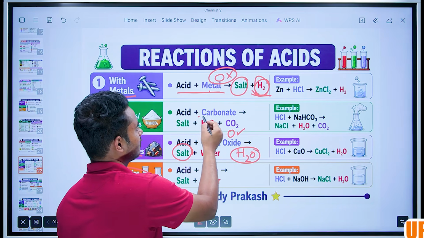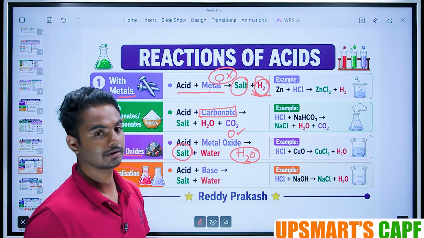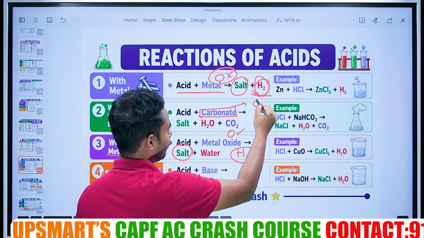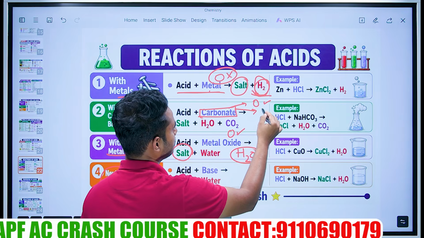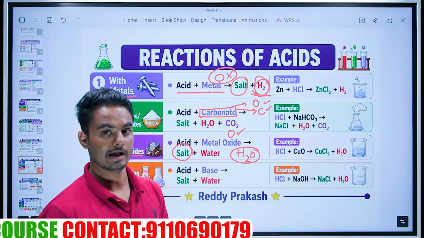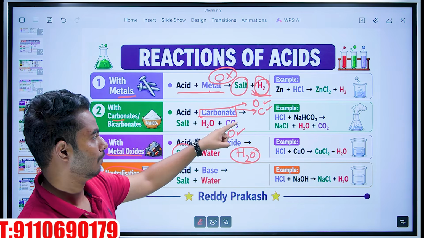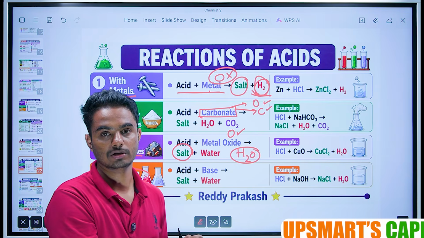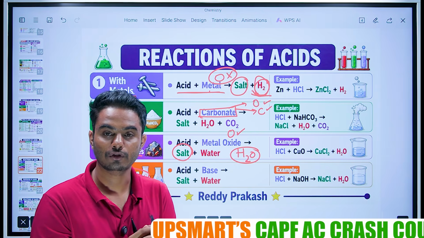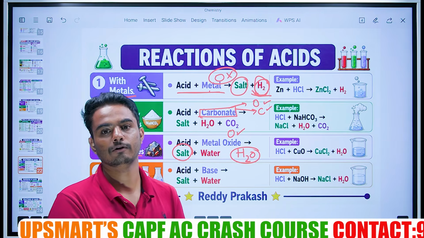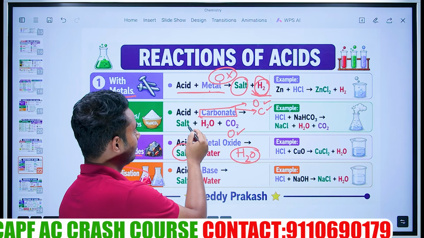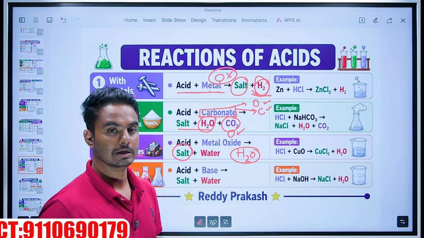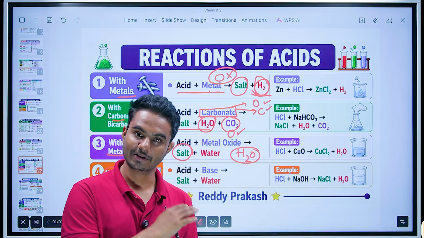But when it reacts with carbonate, carbonate will have O as well as carbon. So what this oxygen does is, a few of the oxygens will go to H and form water, and a few of the oxygens will go to C and form carbon dioxide. So the result is H2O plus carbon dioxide. Easy? Now it is easy.